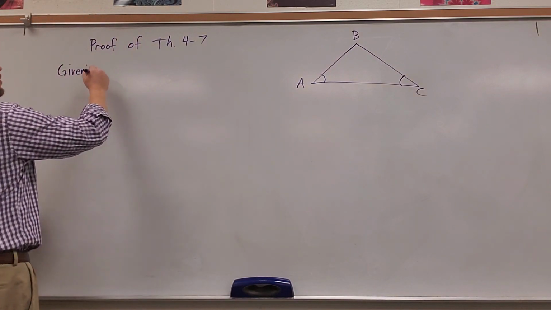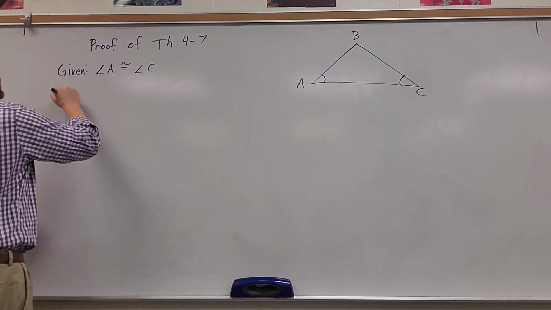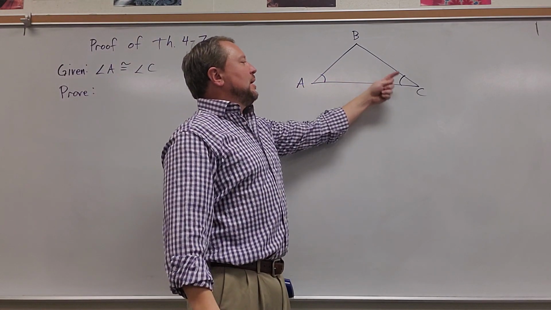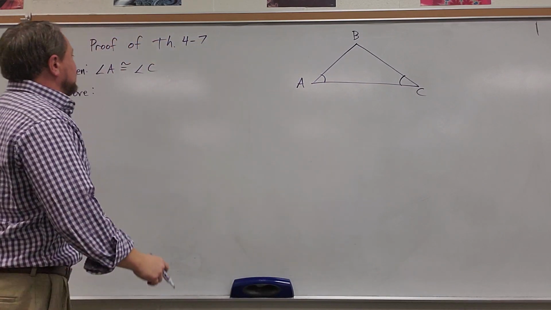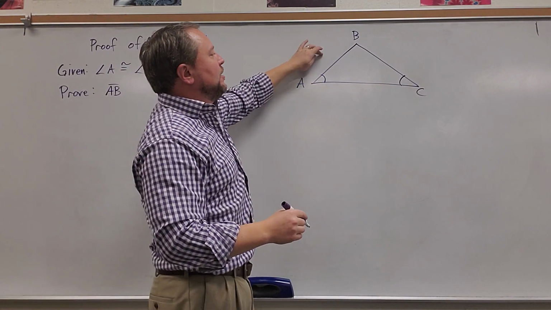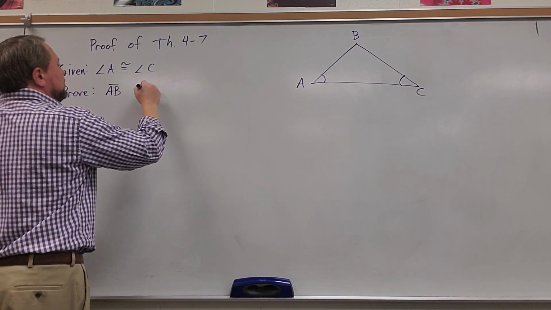So that'll be our given. Angle A is already congruent to angle C. And we're going to try to prove then that the opposite sides are congruent. So in this case, we're trying to show that side AB and side BC would be our congruent sides.